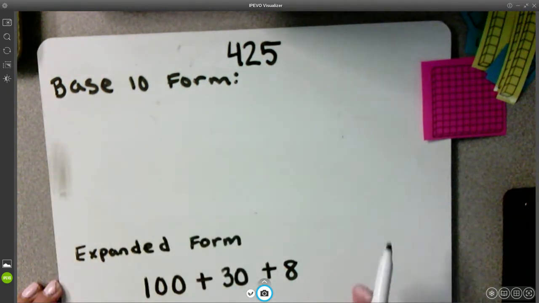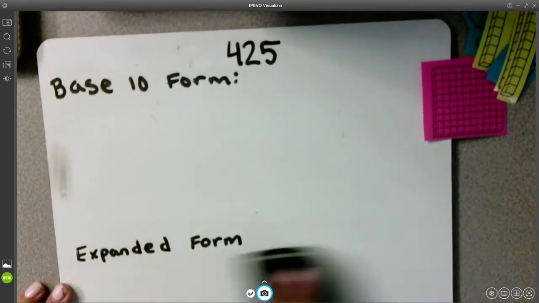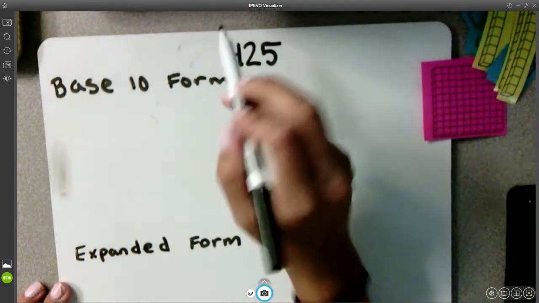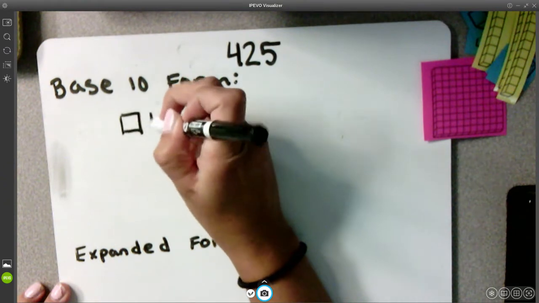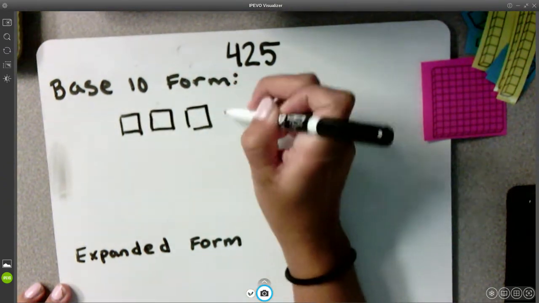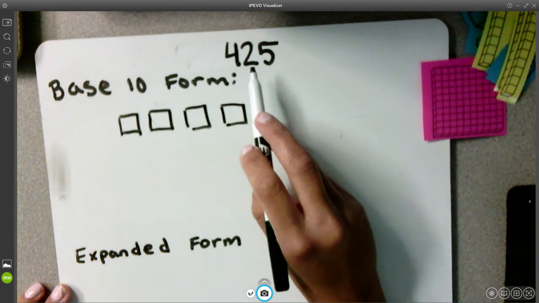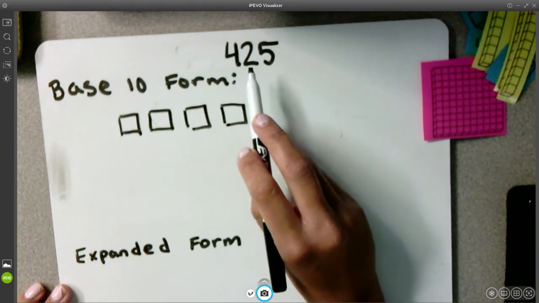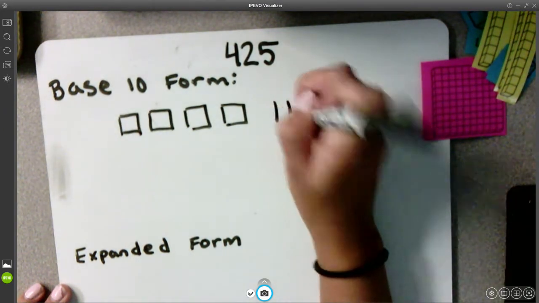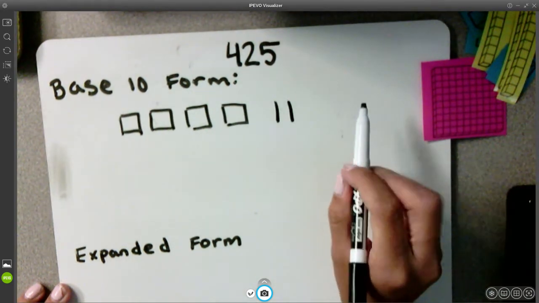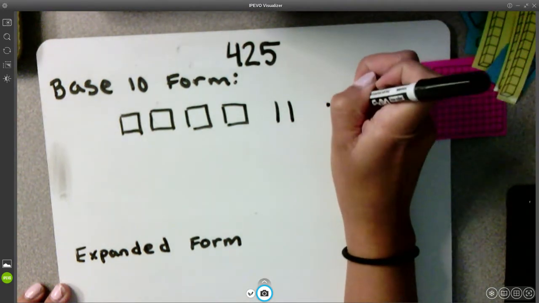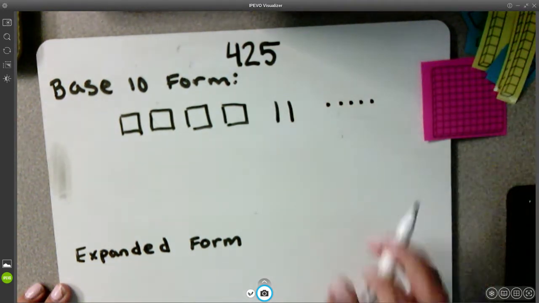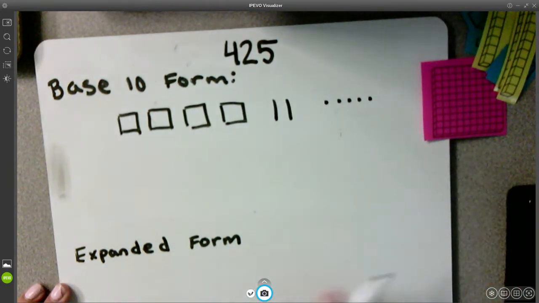Now it's time for base 10 form. So I am going to look at my digits and see how many I have. So I have 400, so I'm going to need four squares. What digit do I have in my tens place? I have a 2, so I'm going to write two sticks, two lines. And then what digit do I have in my ones place? I have a 5 there, so I'm going to do 5 dots. 425. There is our base 10 form.